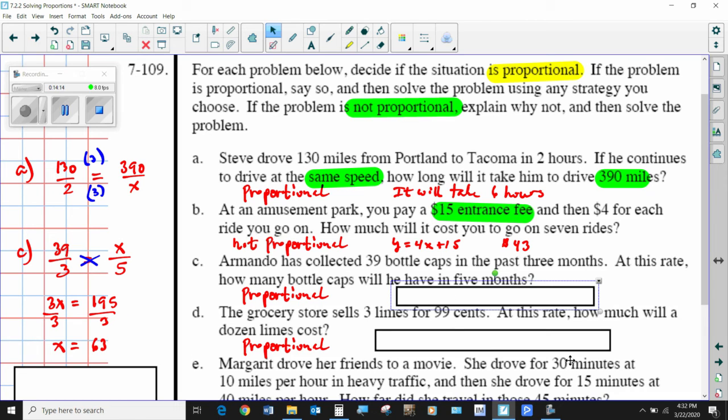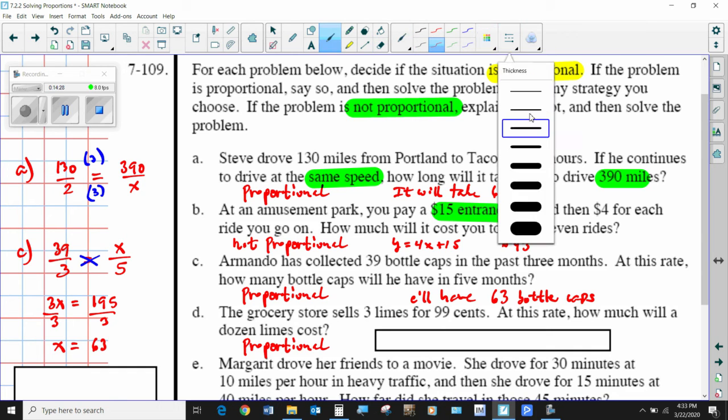So that means that Armando would collect, is this she or he? He. So sorry, Armando. Let me erase that. He'll have 65 bottle caps in 5 months.